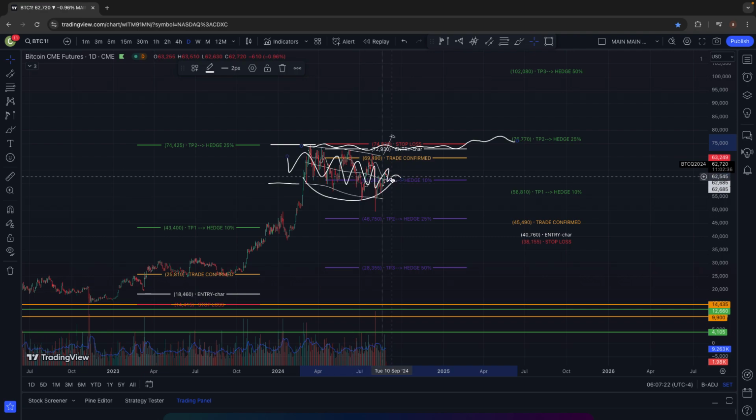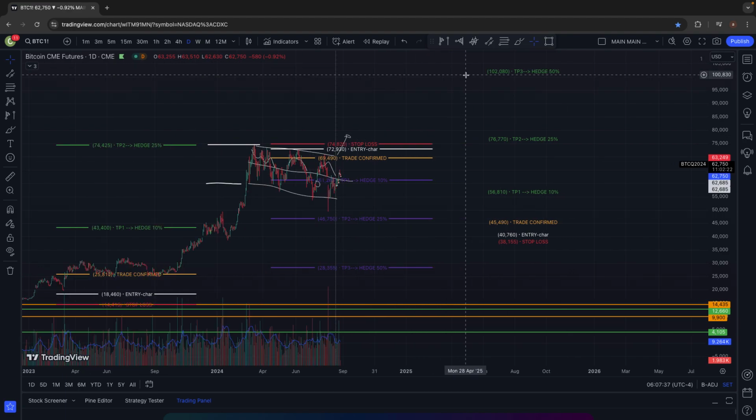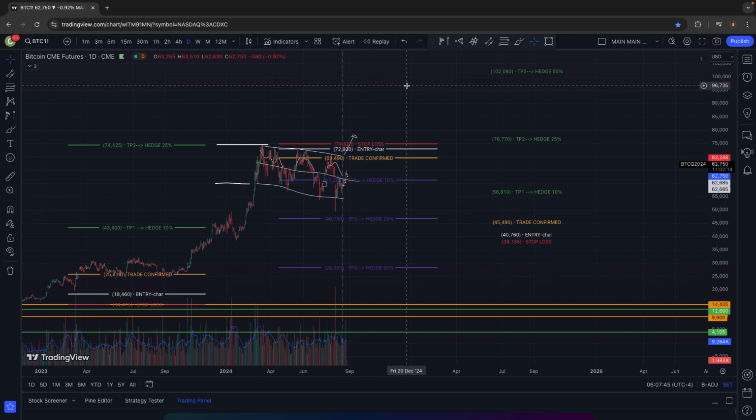As long as this accumulation holds, we're looking for 60K to be putting in a decent support, and we're looking to break the resistance around 72K. And then our target is actually around $100,000. So that's a $40,000 rise from 60K. So just be aware.